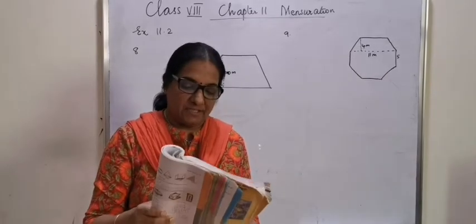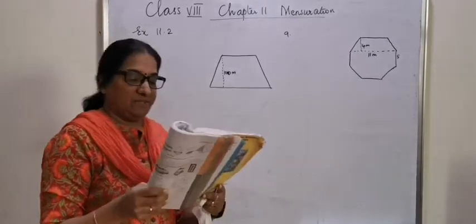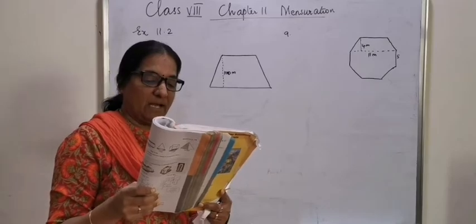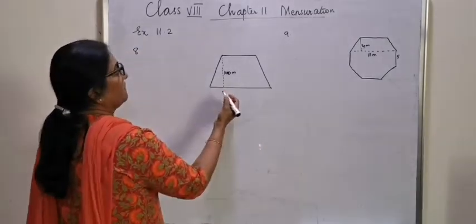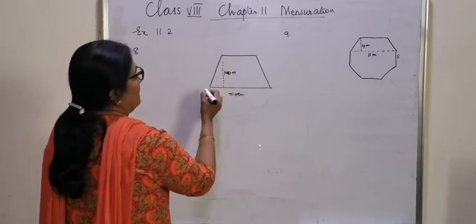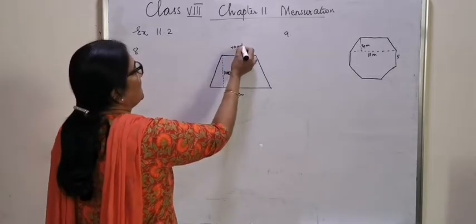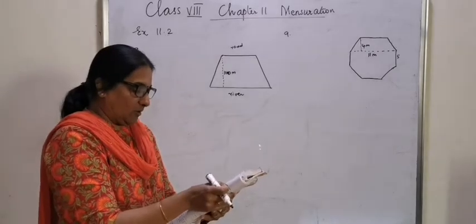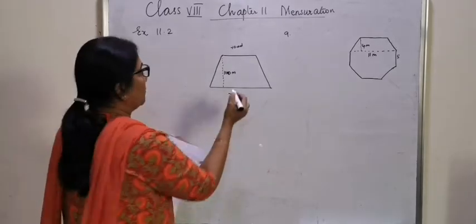Mohan wants to buy a trapezium shaped field. The trapezium I have drawn here. Its side along the river is parallel to and twice the side along the road. So let the side along the river be mentioned as the longer side, and the side along the road will be the smaller one. What's the relation? Its side along the river is parallel to and twice the side along the road.